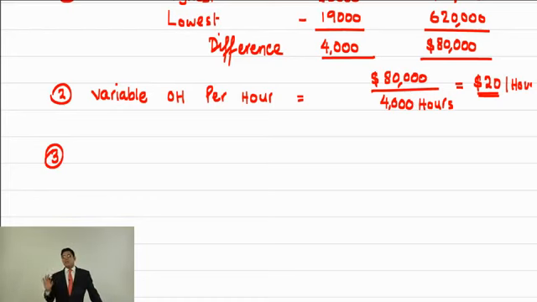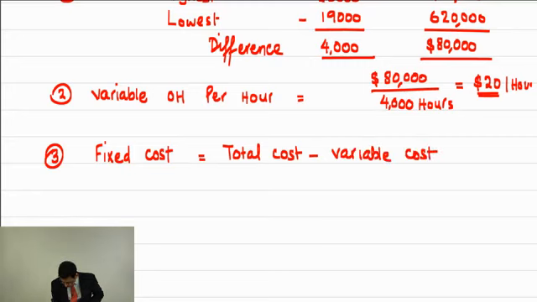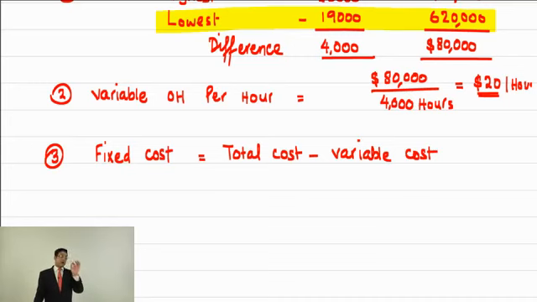Number 3, once we know the variable overhead per hour, now we are looking at the fixed cost. We can find out the fixed cost. As I said, you don't need to write down all these steps. You just need to do number crunching, okay, and then put the answers. Fixed cost is calculated in this way, which is the difference between total cost and variable cost. Total cost minus variable cost equals the fixed cost. Okay, what we need to do is this. We need to pick up either the highest or lowest data, completely your choice, but just choose one of the two. Either go for the highest or go for the lowest.